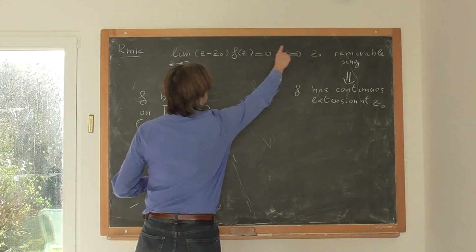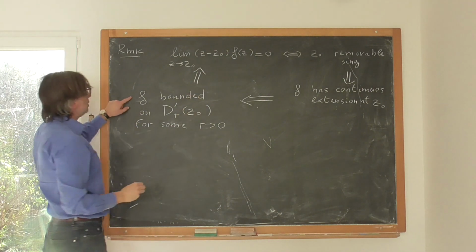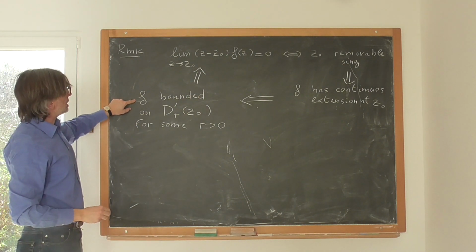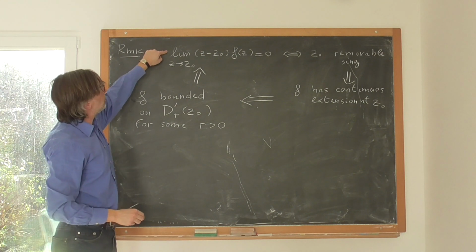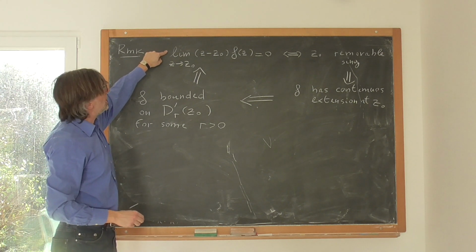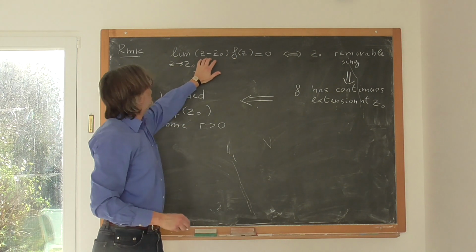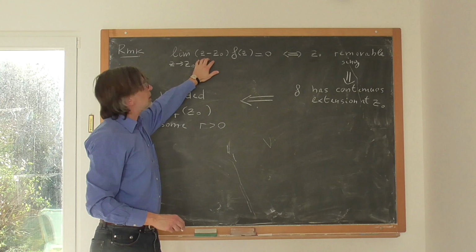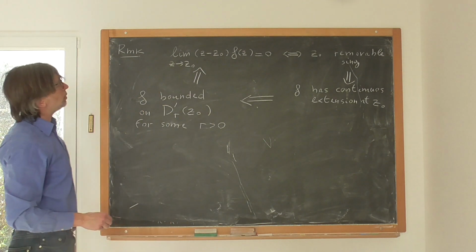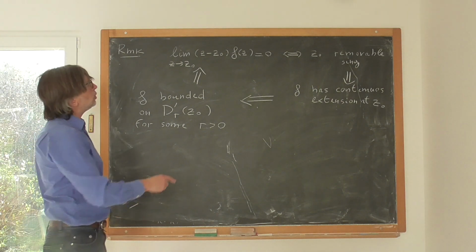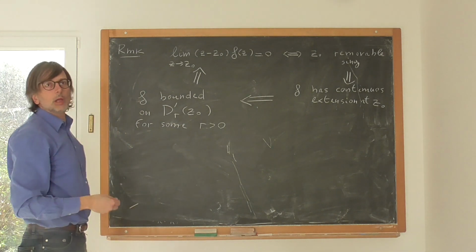So we have this chain of implication, and this fact here, the fact that f is bounded on this punctured disk, implies also that this limit is 0, because we're multiplying a bounded function by something which is going to 0. The result is something which goes to 0. So we conclude that actually all these conditions are equivalent.